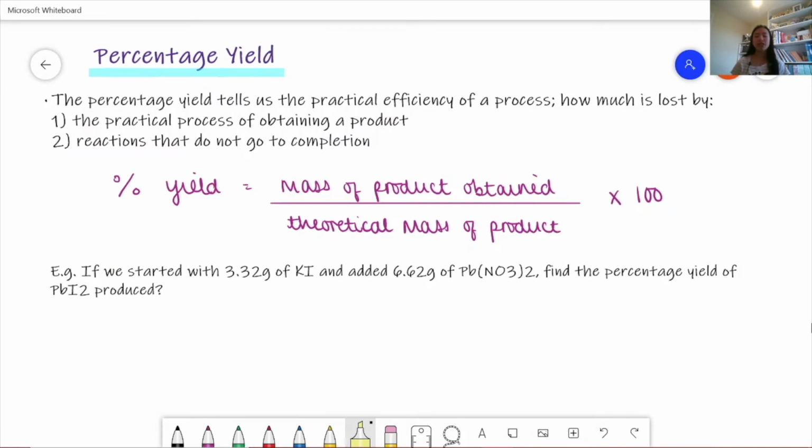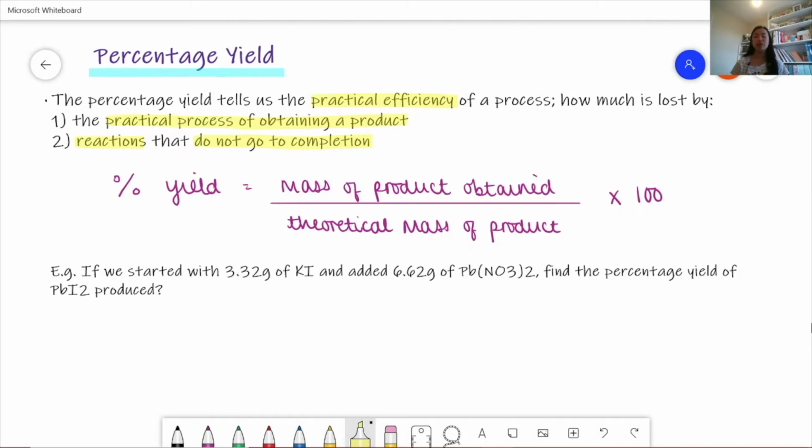Now we're going to have a look at percentage yield. So what the percentage yield tells us is basically the practical efficiency of a process. So how much is lost by the practical process of obtaining a product, and also by the reactions that don't go to completion. So sometimes we get reversible reactions, or sometimes they're kind of in equilibrium, so we don't get the reaction which fully goes to form all the products. And so the percentage yield can be calculated by doing the mass of product obtained over the theoretical mass of the product multiplied by 100.